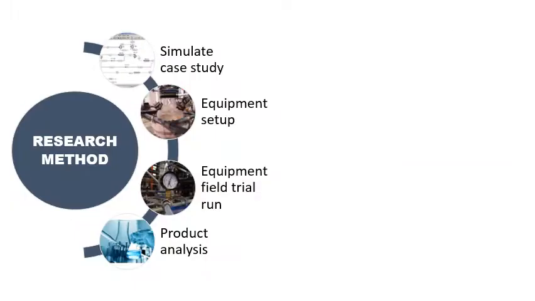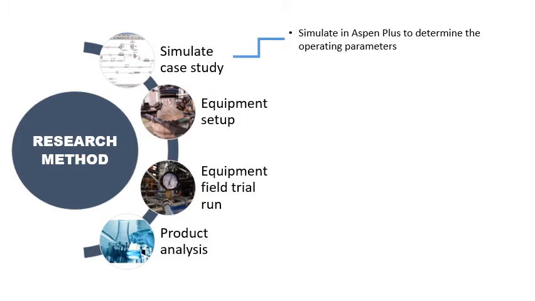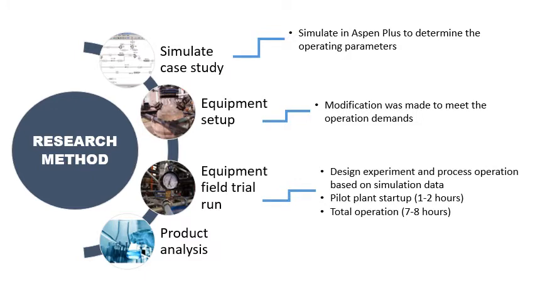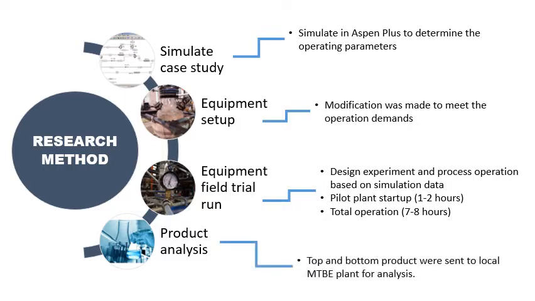Before starting the operation, we first simulate the process in Aspen Plus to determine the operating parameters. Second, we made some modifications to meet the operation demands, such as adding temperature and pressure sensors, tanks, reboiler, pumps and controllers. Third, we designed the experiment worksheet and set the process operation values. The pilot plant startup was around 1 to 2 hours. The total plant operation was around 7 to 8 hours. Lastly, the top and bottom products were sent to a local MTBE plant for analysis. Let's look at the column in action.